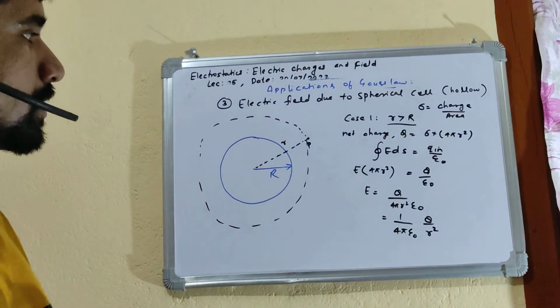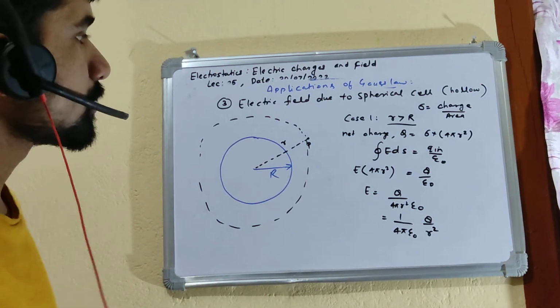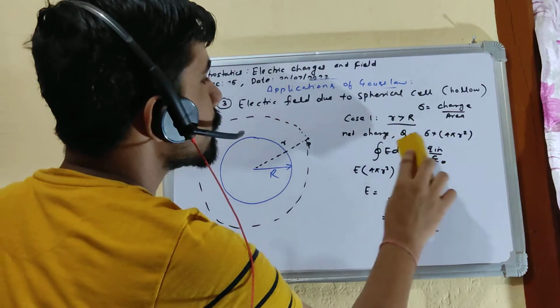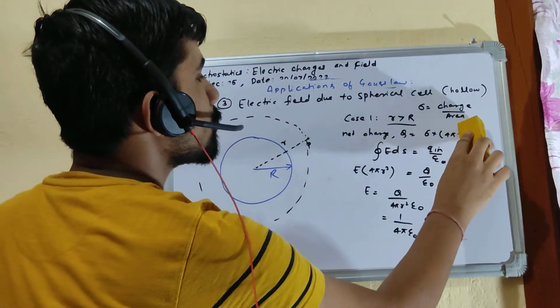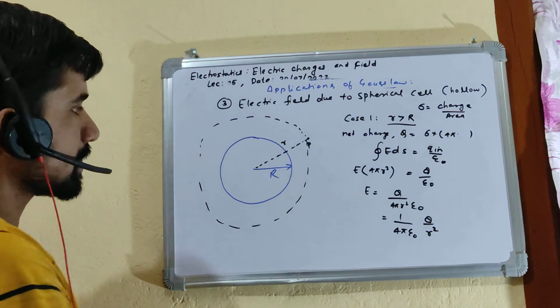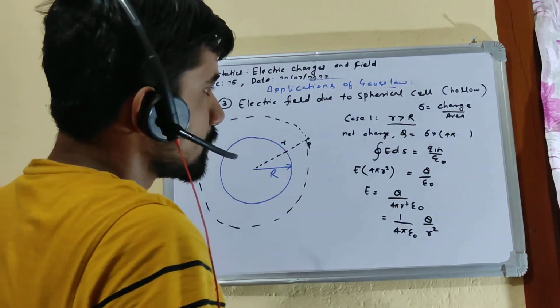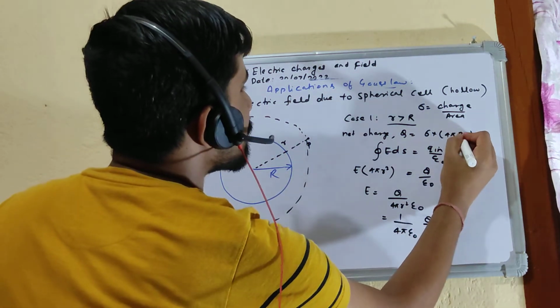Okay. One thing which we did wrong here is that the net charge is not with small r, this will be capital R, because the charge is only till the circumference, right? So this will be capital R square.